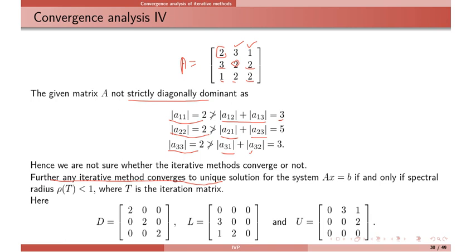So I am writing D. This is matrix A. What is D? The diagonal part. So this is D: 2, 2, 2, other entries are 0. What is L? The lower part: 3, 1, 2 here. And U, the upper part: 3, 1, 2. Other entries are 0. And adding D plus L plus U, you get A.